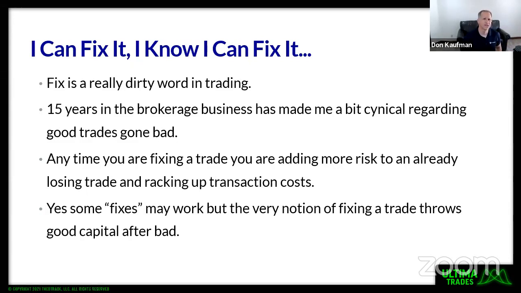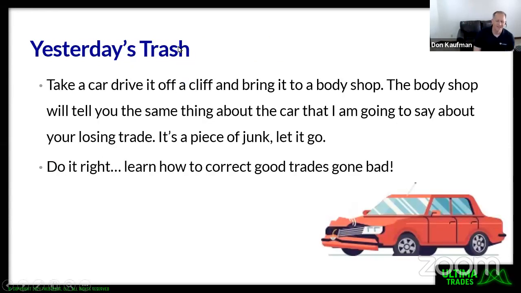Think about that for a second, right? We don't want to go down that road, right? You got to throw it out like yesterday's trash. Listen, the best analogy I can give you for these trades: you take a car and you drive it off of a cliff, and then you bring it to a body shop. And the body shop is going to tell you the same thing about the car that I'm going to say about your losing trade. It's a piece of junk, let it go.